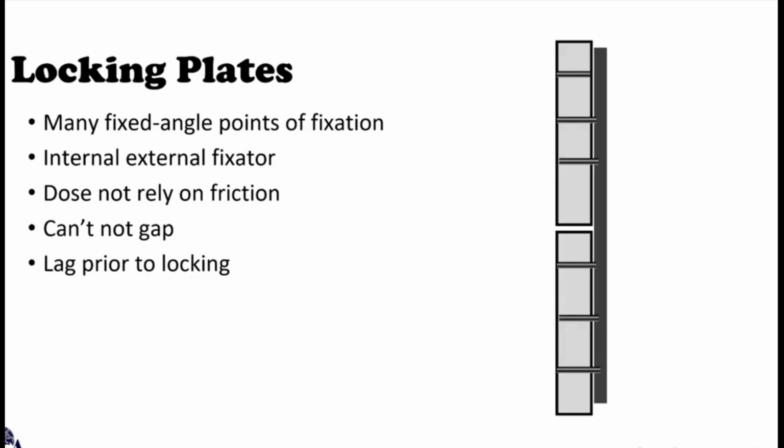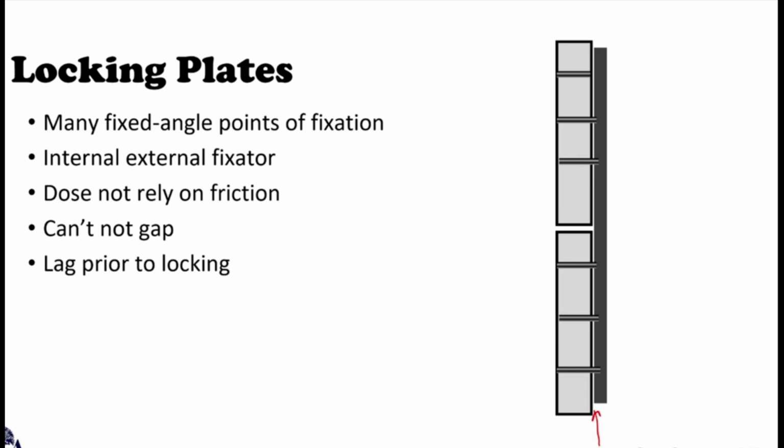Now, when you use locked plating, you can see here the plate is not compressed down to bone. You have many fixed angle points of fixation, so these screws are not going to toggle, and you can almost call it an internal-external fixator. It does not rely on friction. You can see that plate is not compressed down to the bone, and it's fixed angle, so it can't gap.